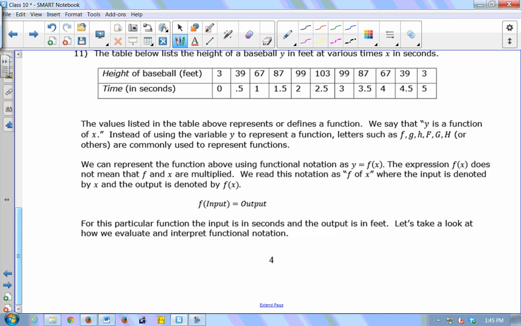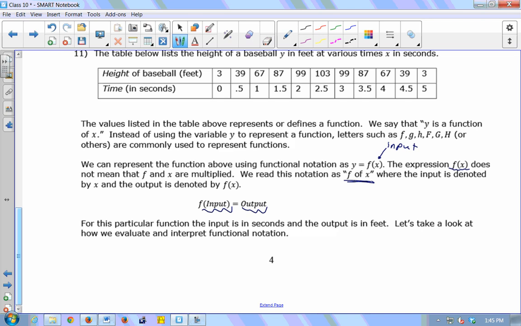So we can represent this function by writing y equals f parentheses x. Okay. So this expression, f parentheses x, does not mean f and x multiplied. It doesn't mean f times x. This is repurposing an old notation to mean something new. And we read this notation as f of x, where the input is denoted by the x and the output is denoted by f of x. Okay, so x, this thing in parentheses here, is your input, and f of x all together represents the output y.